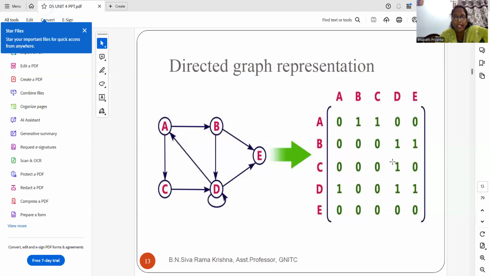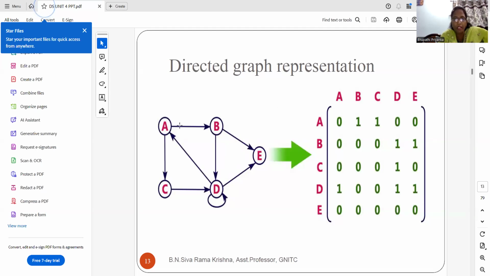Next, we'll see directed graph representation to adjacency matrix. Here we are mentioning the directions in our graph. A to B, there is a connection between A and B in a single direction. From A, we can traverse to B. So A to A, we cannot travel from A to A because we don't have any self loop. That is the reason here in our representation we are taking the value as 0.